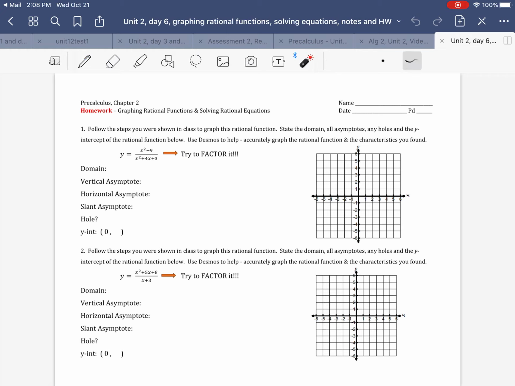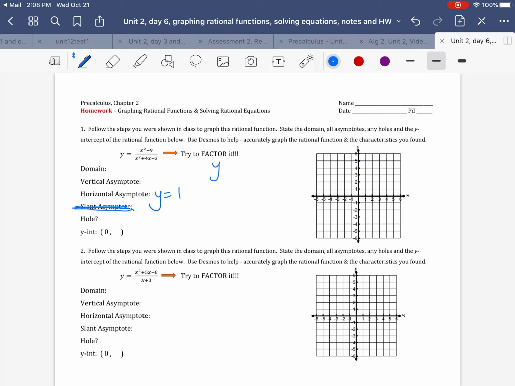You need to notice that your x squareds match. So that means that your horizontal asymptote is going to be the leading coefficients. And the leading coefficients are 1, so 1 over 1 is 1. So your horizontal asymptote is 1. That means that you will not have a slant asymptote. Okay? All right, so try to factor this.